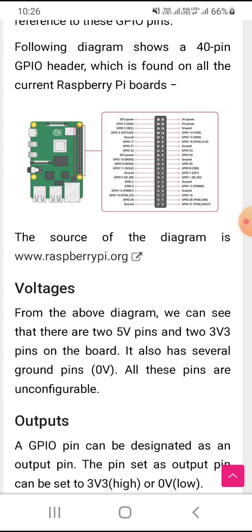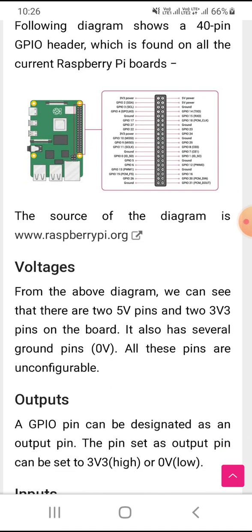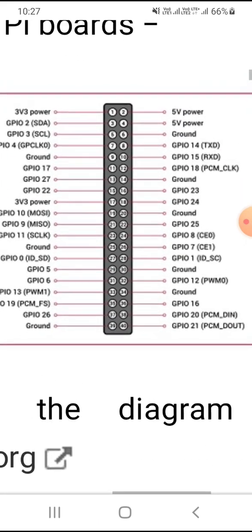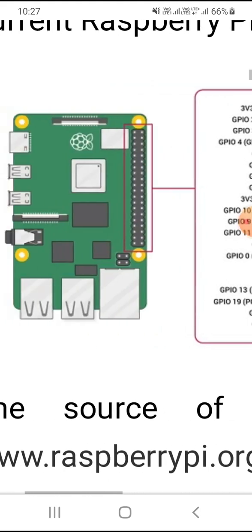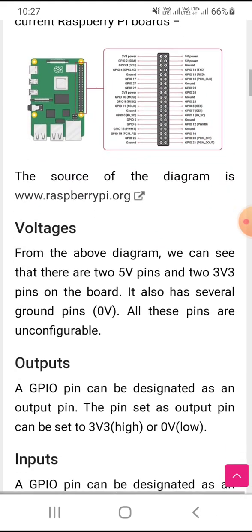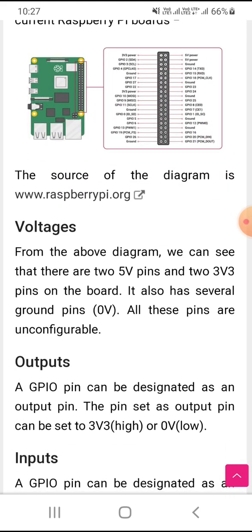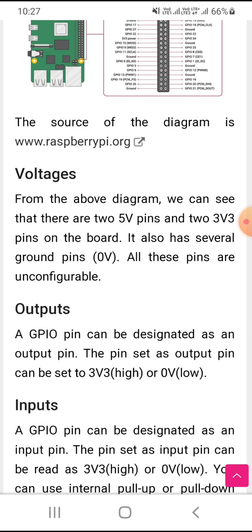From the diagrams we have discussed now, we can see that there are two 5 volt pins and 2 3.3V pins on the board. It also has several ground pins at 0 volt. All these pins are unconfigurable outputs.